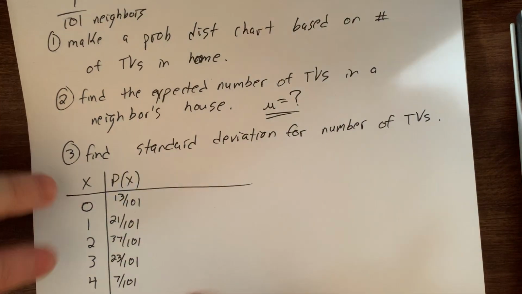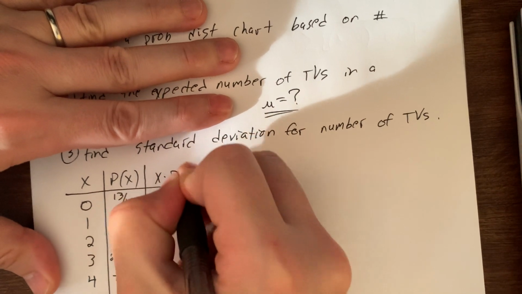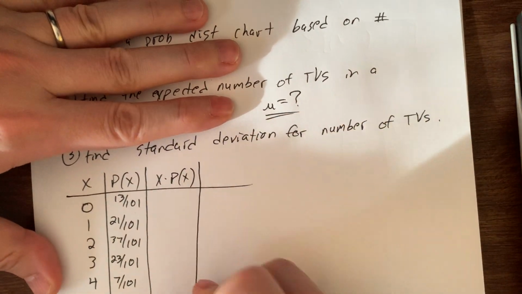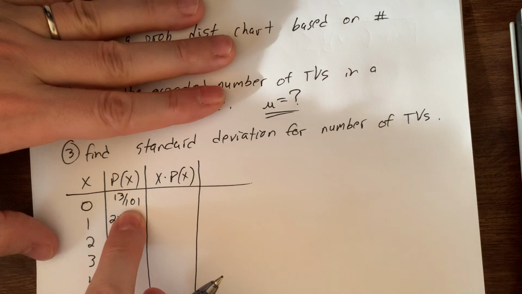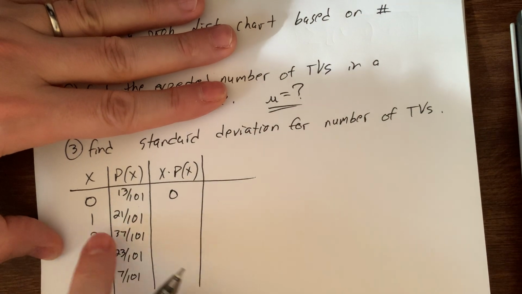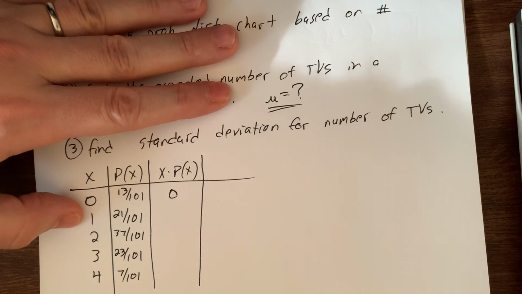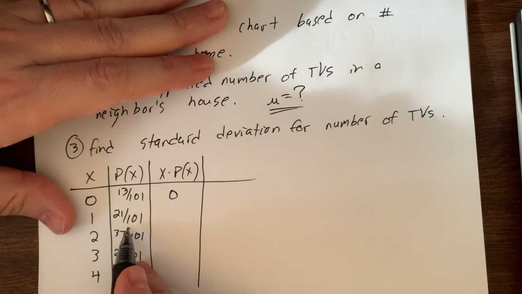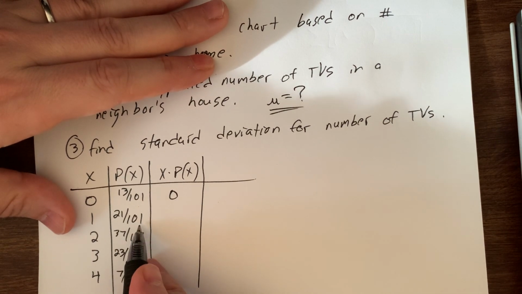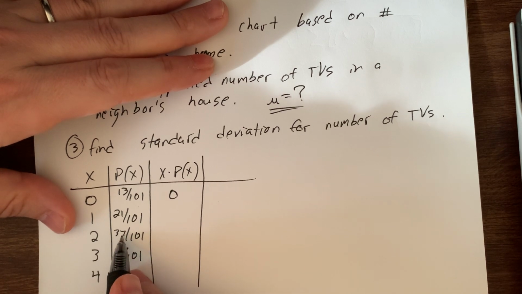So I'm going to go right into that column. My next, I'll make an X times P of X, this times this. And I'll take care of this first one. 0 times anything is 0. And I could kind of keep doing that. These are not the worst. I could still keep fractions here, everybody. What's 1 times 21 over 101? It's 21 over 101. What's 2 times 37 over 101? 2 times 37 is 74, so I get 74 over 101.